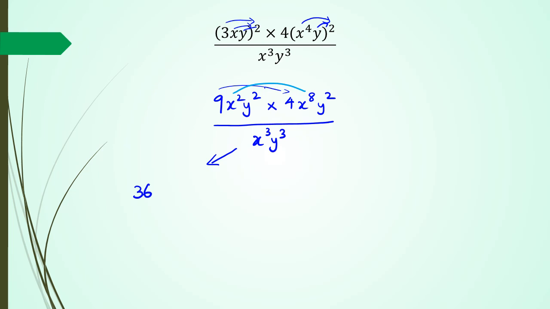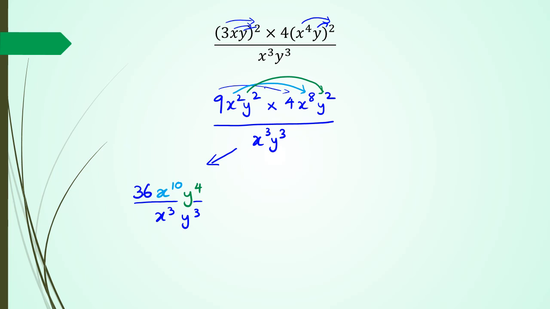Then we have x squared times x to the power of 8, which would be x to the power of 10. And then we've got y squared times y squared, which would be y to the power of 4. Now all of this is being divided by x to the power of 3, y cubed. Now because there's no numbers, we can't really do anything with the 36. We're just going to leave it as it is.